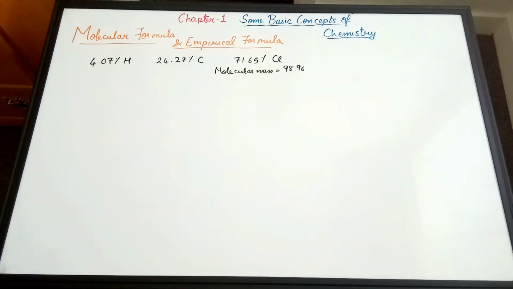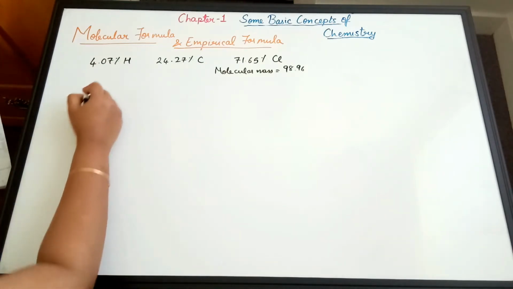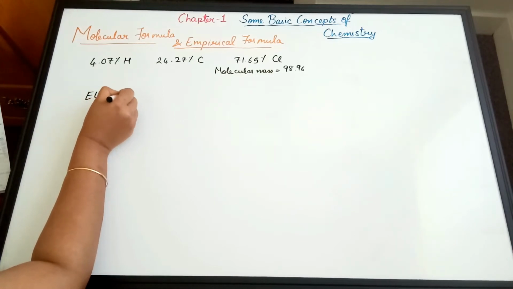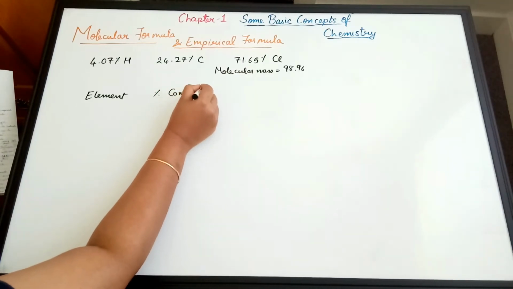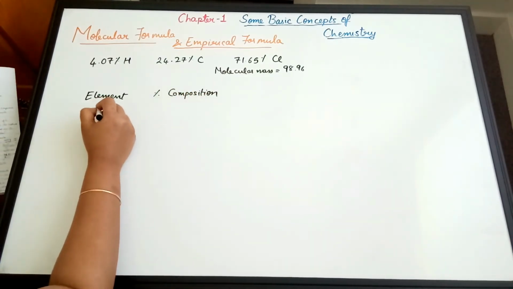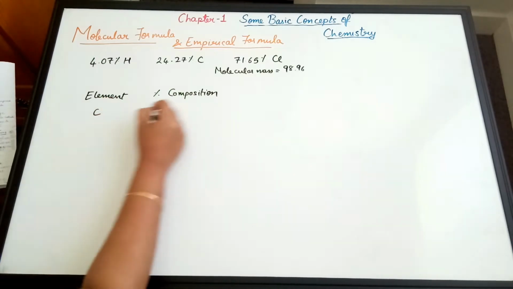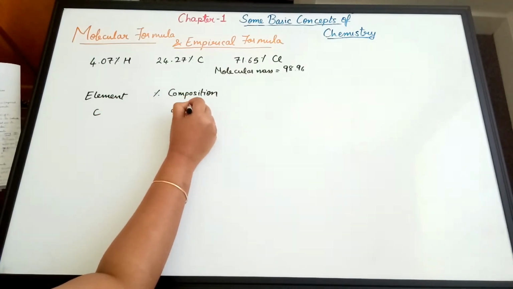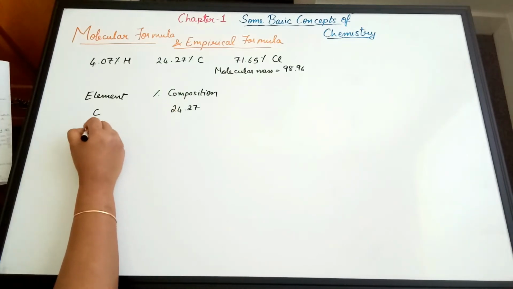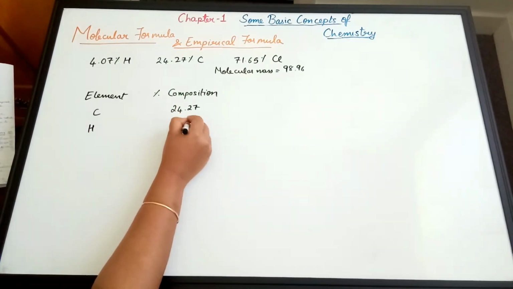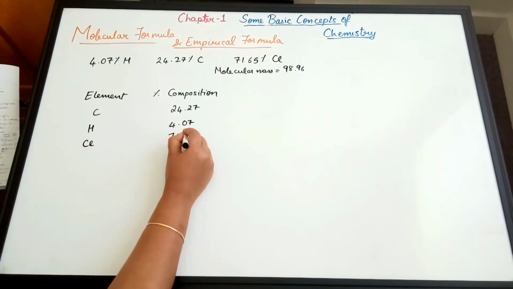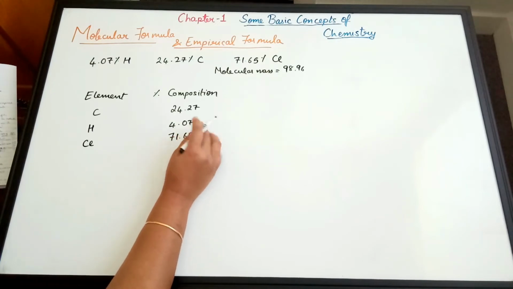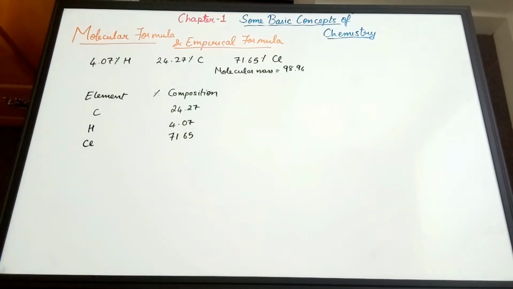First, we'll write this in the form of a table: element and percentage composition. The element is, let's take carbon. Carbon's percentage composition is 24.27. Next, hydrogen, whose composition is 4.07, and chlorine, Cl, whose composition is 71.65%. So this is the first thing.